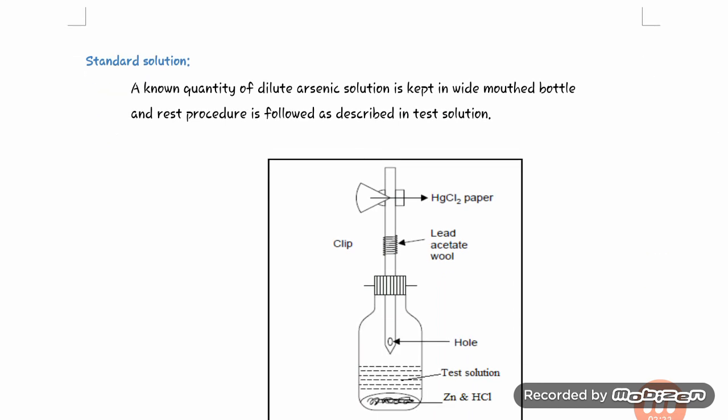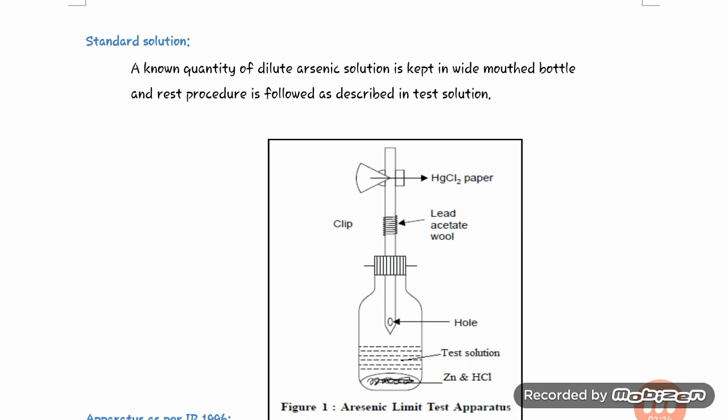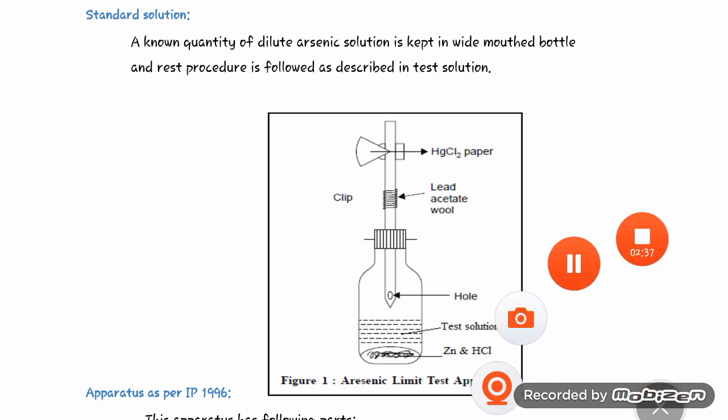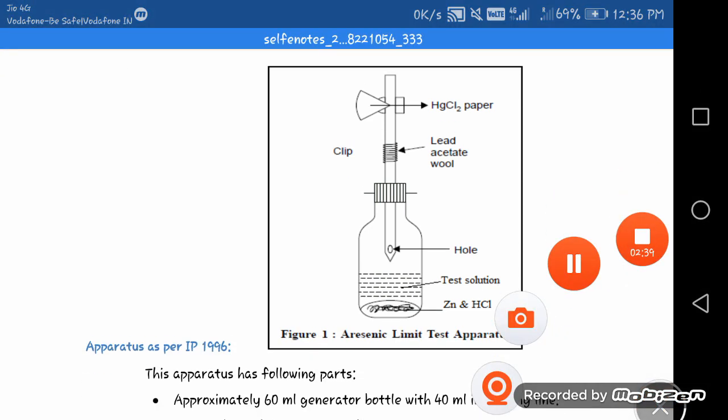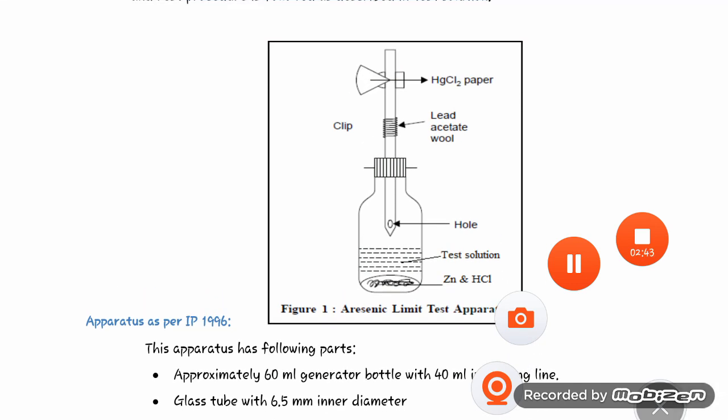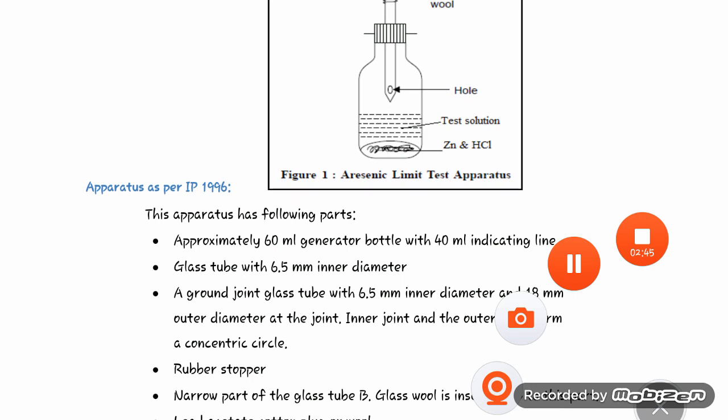Next, standard solution. A known quantity of dilute arsenic solution is kept in the wide mouthed bottle, and the rest of the procedure is followed as described in the test solution. So you can see here, these are the wide mouthed bottles. This is the special apparatus which we use.